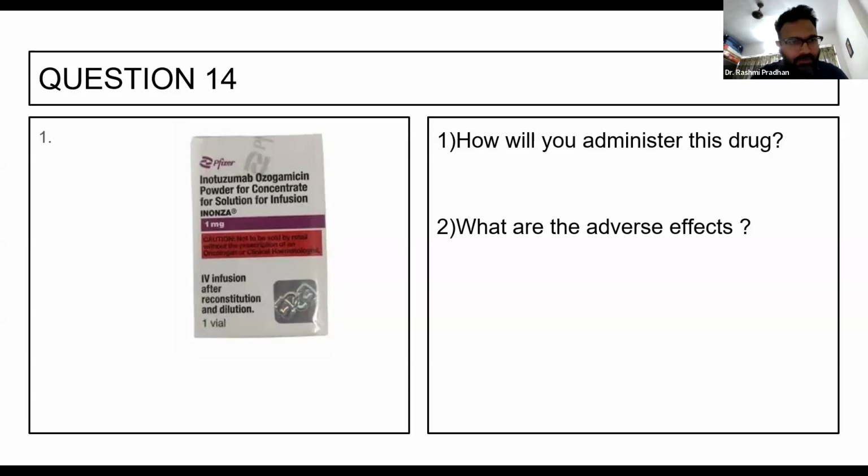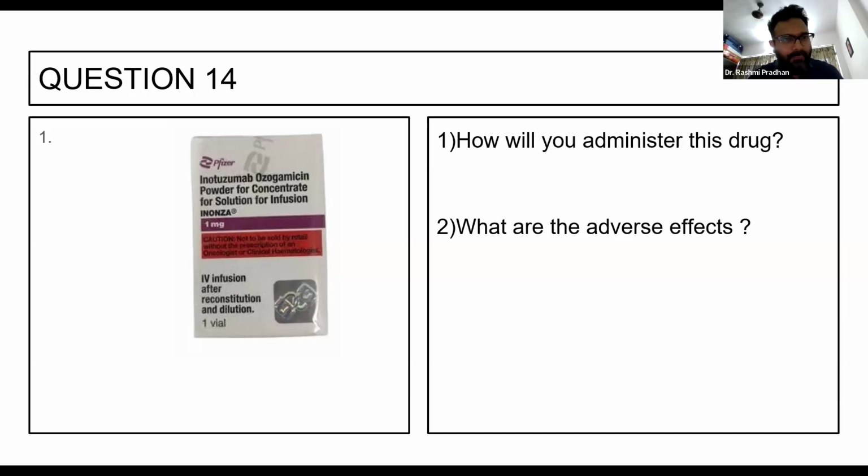So, inotuzumab is given like a normal infusion, sir. With normal saline as diluent. Okay. Side effects? The side effects are the same, sir. Myelosuppression and VOD, sir. VOD happens when? During infusion of this or something else?